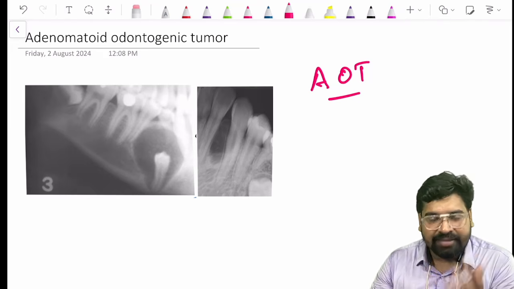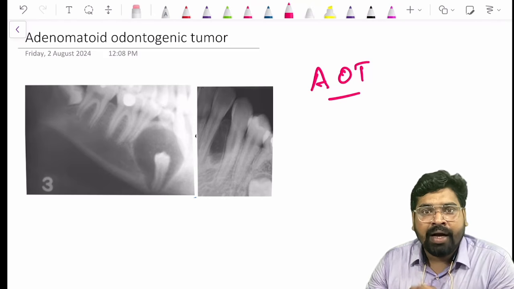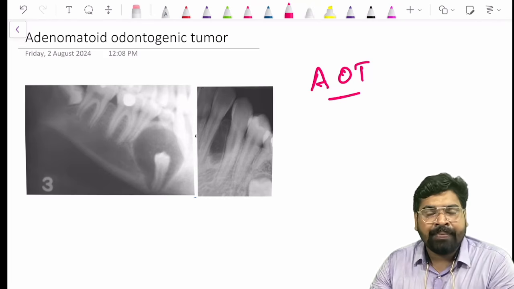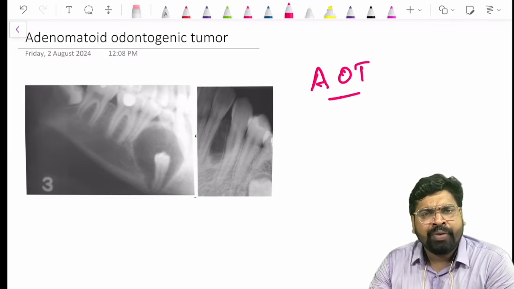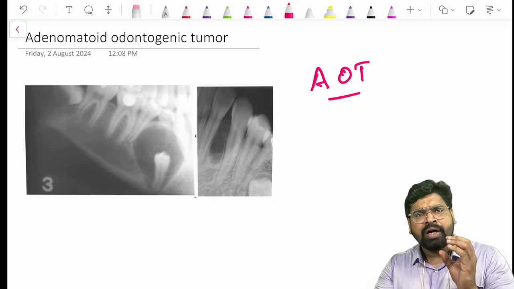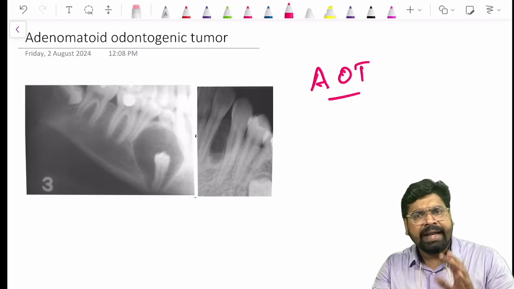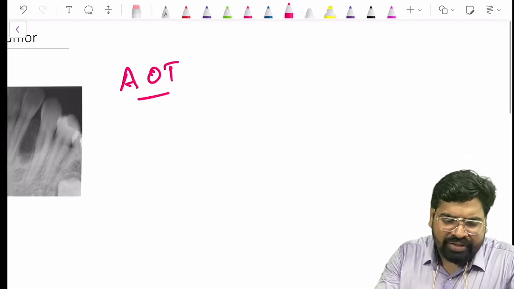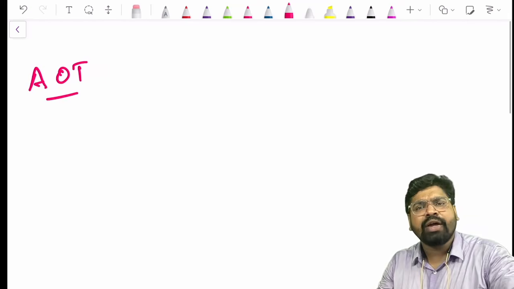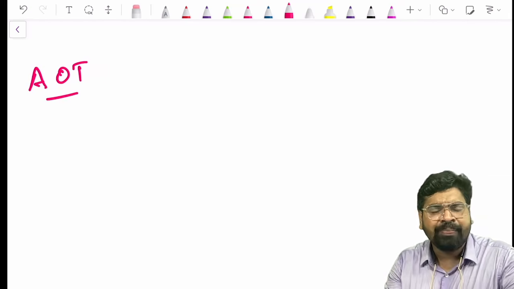This is a very favorite question, mostly image based. There are so many questions they have asked from this single tumor AOT, and it is very simple. You have to learn 2-3 names related to AOT. So let's come to certain facts about AOT, or adenomatoid odontogenic tumor.